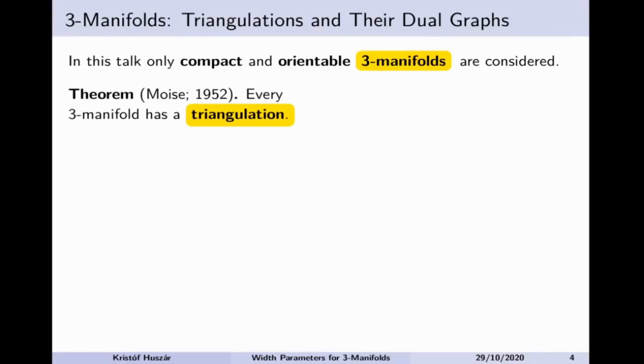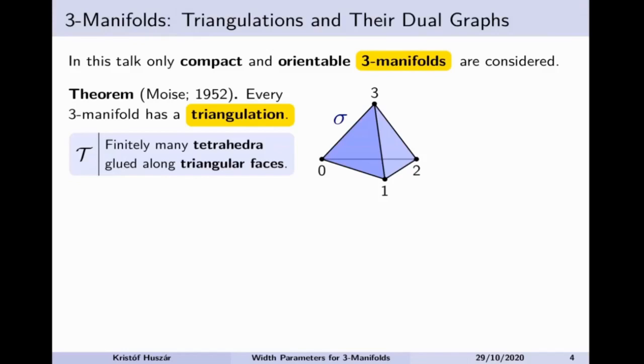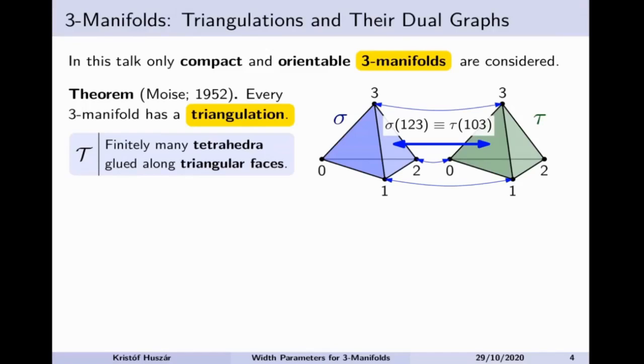Just take finitely many tetrahedra and glue them together along pairs of triangular faces. So here is an example of gluing two tetrahedra together. You pick two tetrahedra, your favorite face, you choose an identification and just glue them together. And importantly, we also allow multiple pairs of faces on the same tetrahedra to be identified. And we also allow such self-identifications when two triangles from the same tetrahedron are identified with each other.